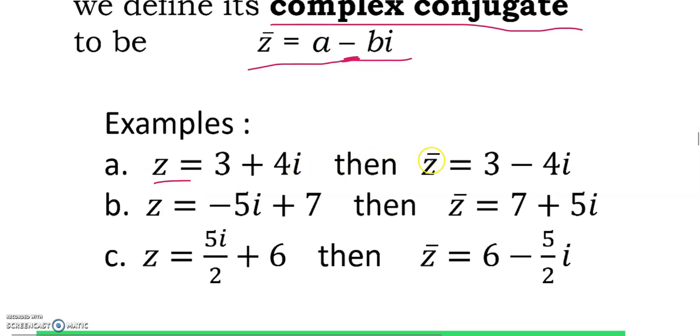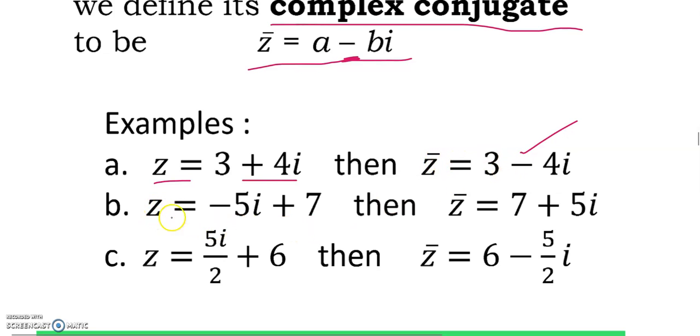So what I write here, Z bar, that is the complex conjugate, which means you see in the real part no change, but in the imaginary part here, plus 4 is the imaginary part. When you write the conjugate, you change the sign of the imaginary part. So here plus 4, so I change it to minus 4. So this is the complex conjugate.